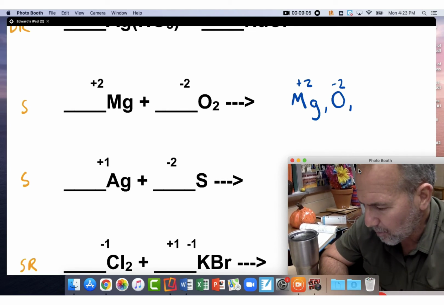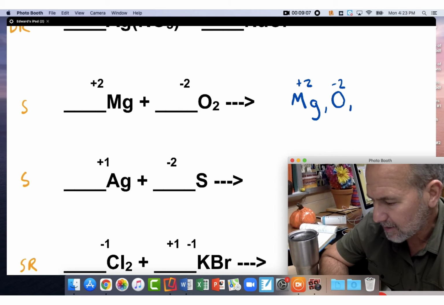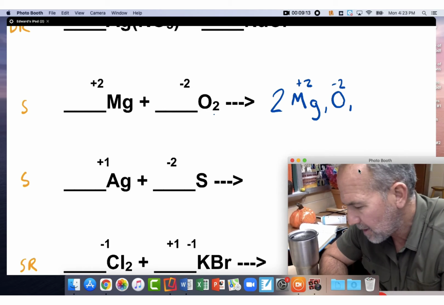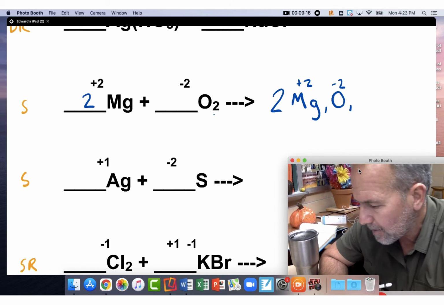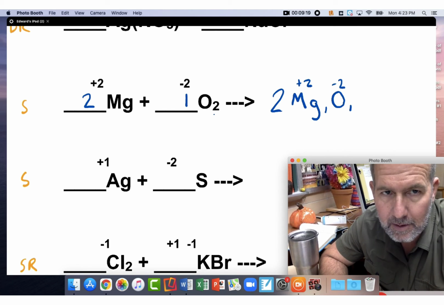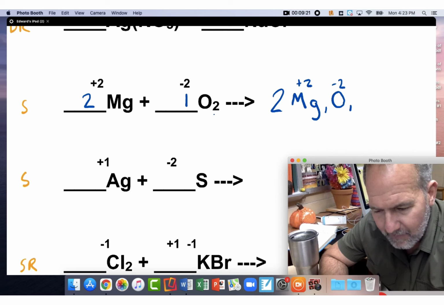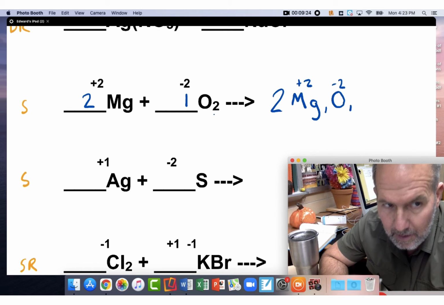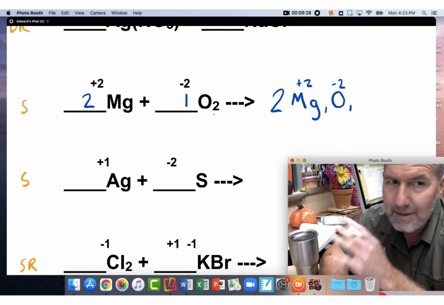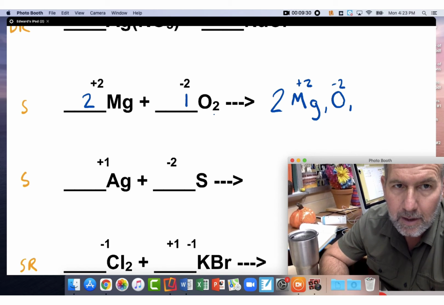Now, once the formulas are all correct, we can balance, and that's correct. So we have 2 O's on this side. We need a 2 in front of that. That gives me 2 Mg's. I need a 2 in front of that. Right? A 1 can go here if you want to, but that is optional. All right? You have to have the formulas correct before you can balance. If you don't have the formulas correct, it's not going to balance anyway.